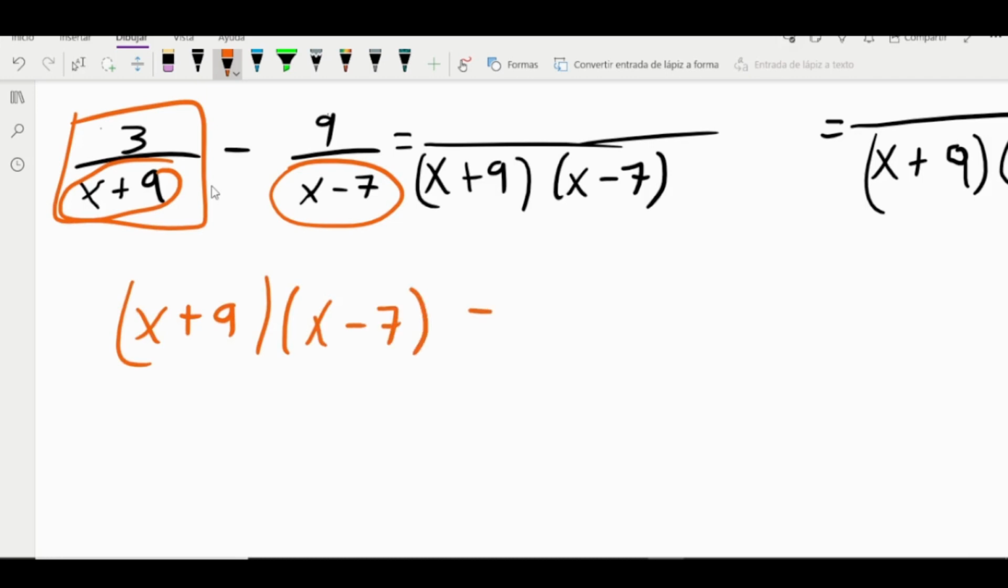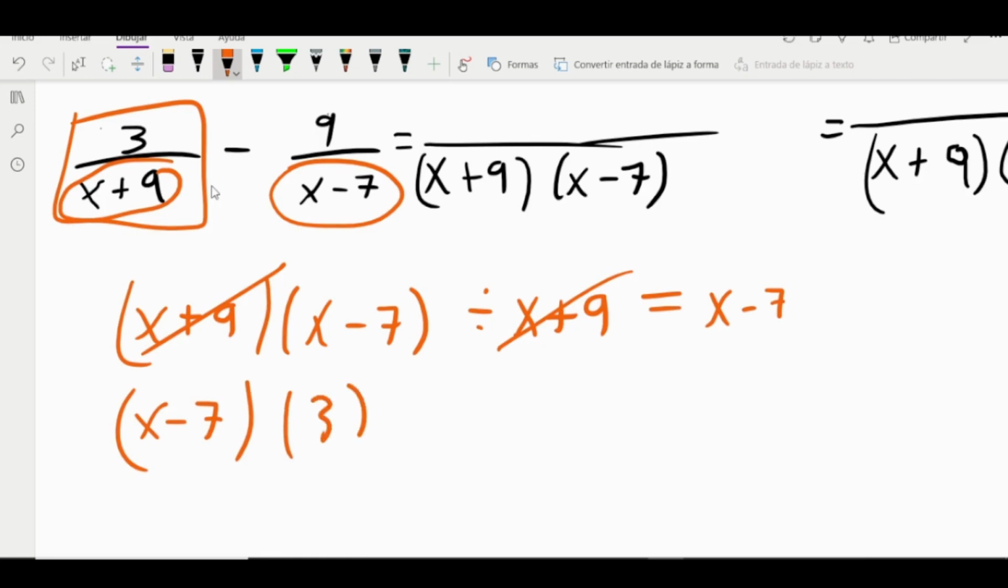So here, we divide this by the first denominator. So it's going to be x plus 9. And we can cancel this. Okay, we cancel, and the result is going to be obviously x minus 7. And this result, you're going to multiply times 3. So x minus 7 times 3 is going to be 3x minus 21. And you're going to put this result here, 3x minus 21.